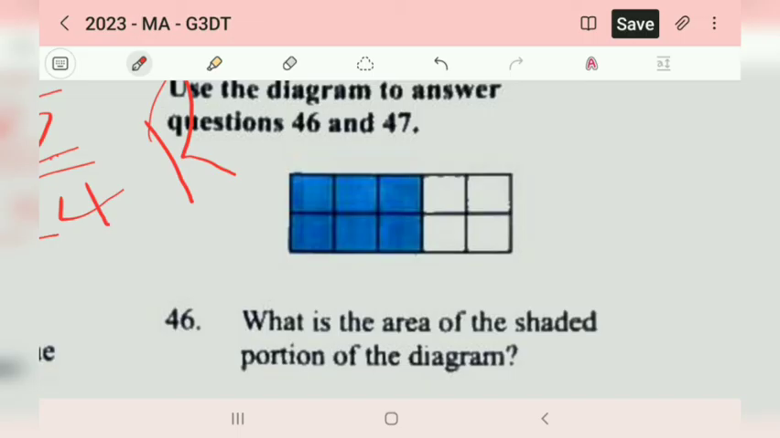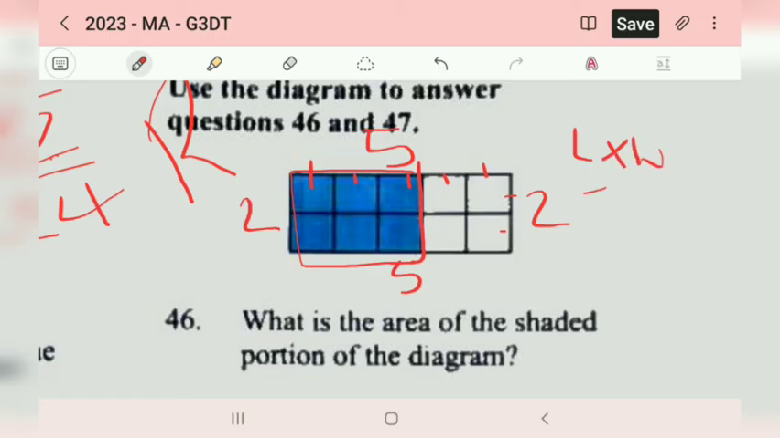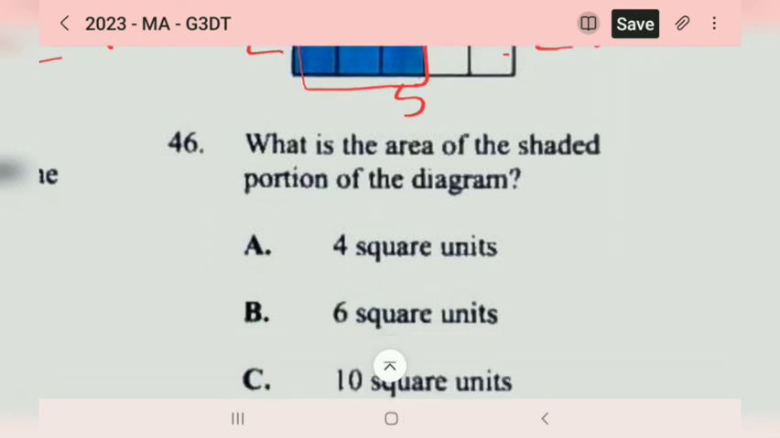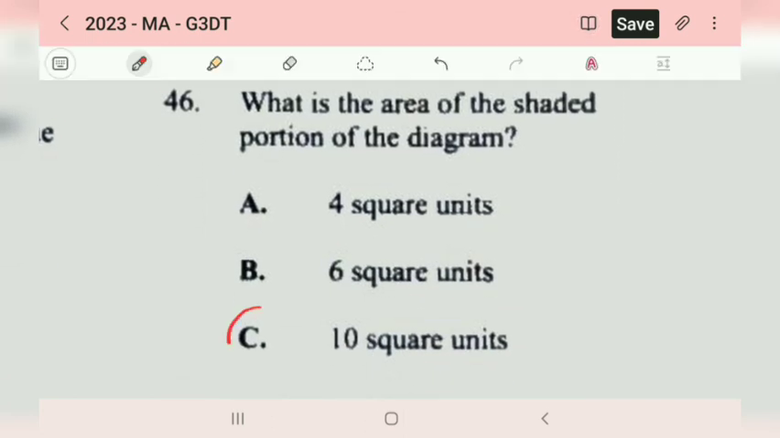So let's go. 1, 2, 3, 4, 5. So this is a 5. Down here would be 5. 1, 2, this is 2. Here would be 2. But we're looking for the shaded portion and we're finding area, which is length times width. So we're really doing 5 times 2. 5 2s. You must know your tables, or 2 5s, or 10, which is at C.